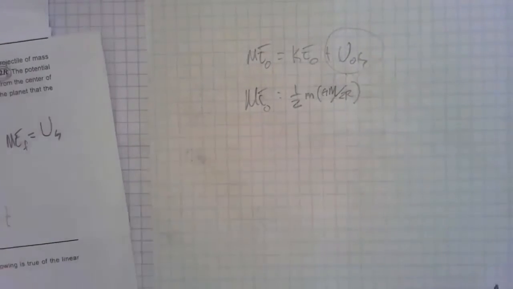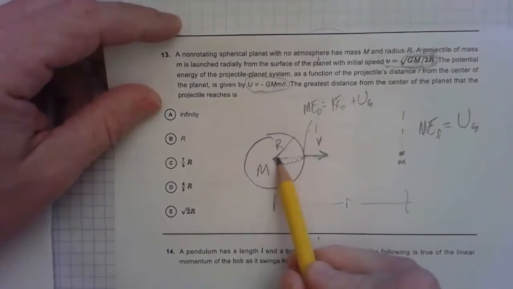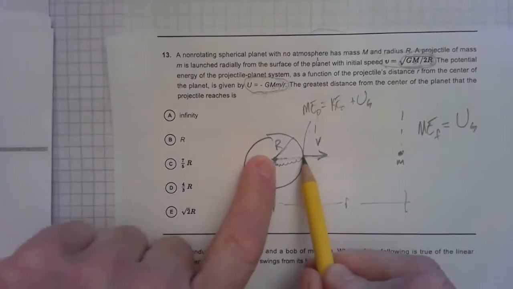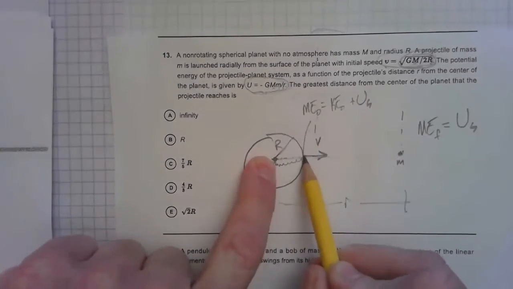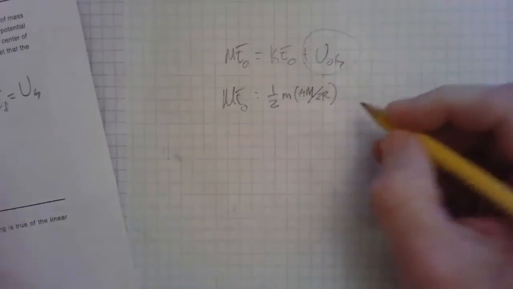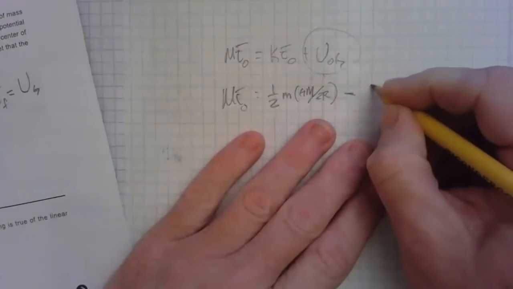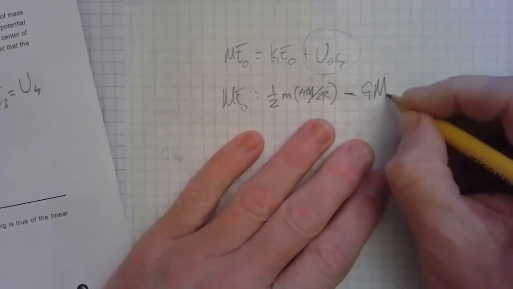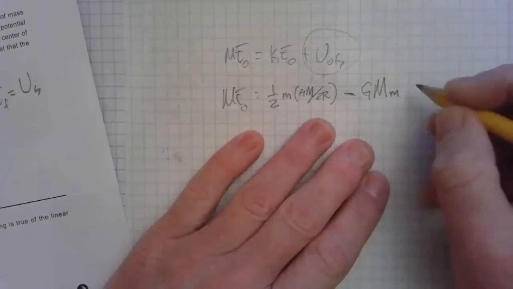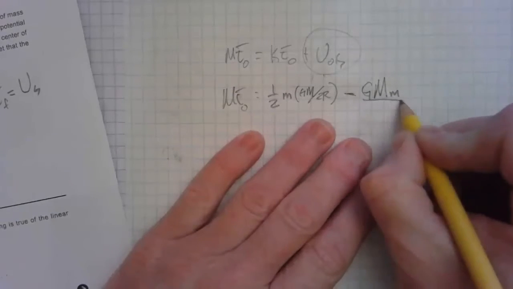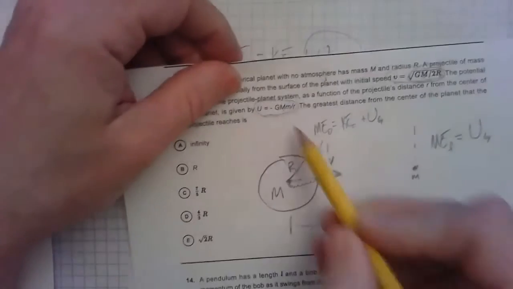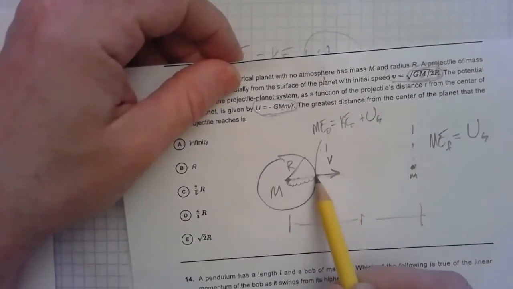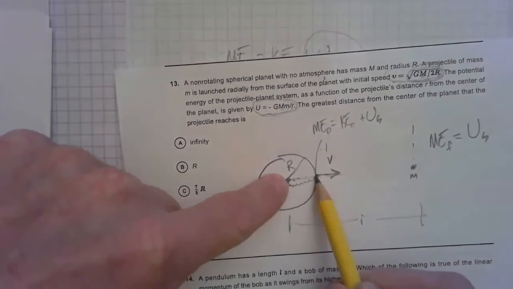What about the potential energy? Well, potential energy uses this distance, which is big R, but is actually little r for this situation at the start. So the potential energy is negative, capital G, capital M for the mass of the planet, little m for the mass of the projectile, divided by big R. If you're wondering why this has little r, it's because at this launch point, your distance from the center is the radius of the planet.